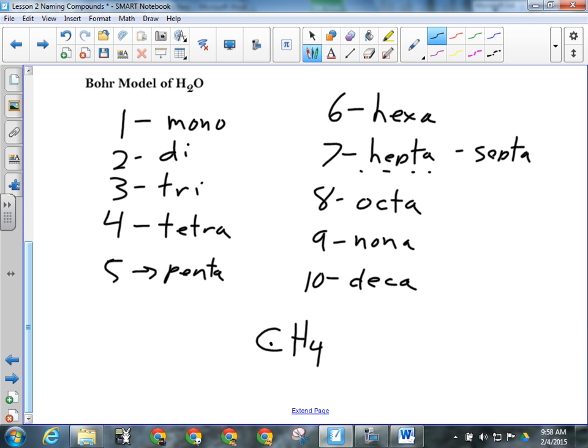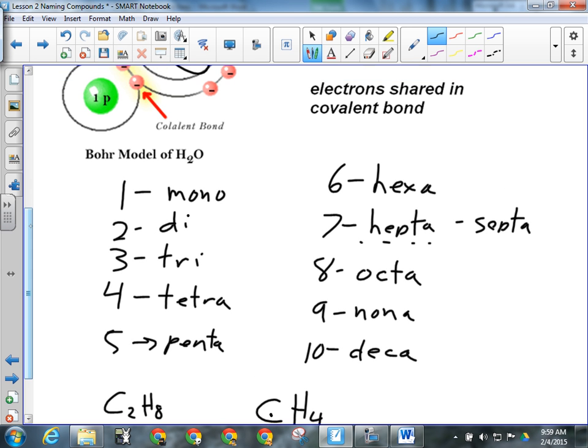Okay, if I had this instead, then I would have dicarbon octahydride. Okay, something like that. All right, everyone with me there? Is that making some sense? So just one little kind of exception rule there. You never use mono on the first thing. Okay, questions so far?